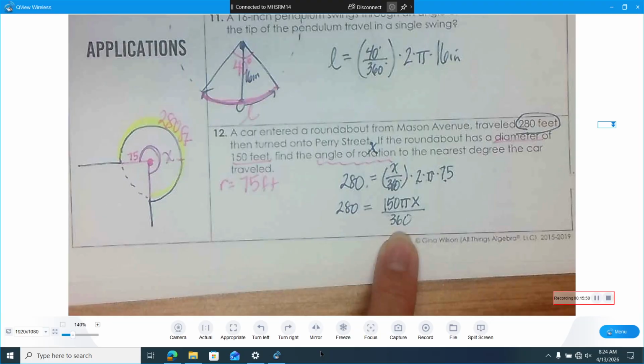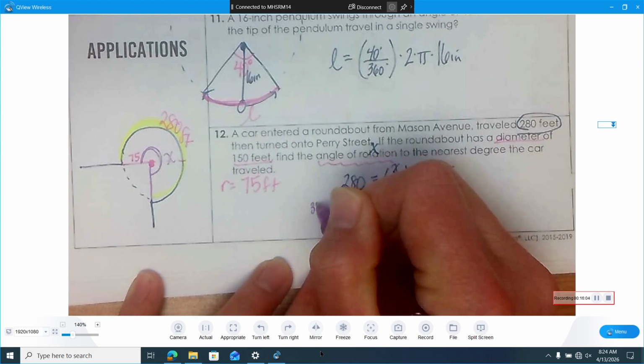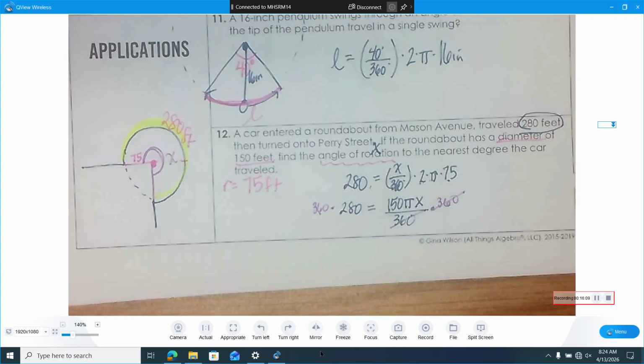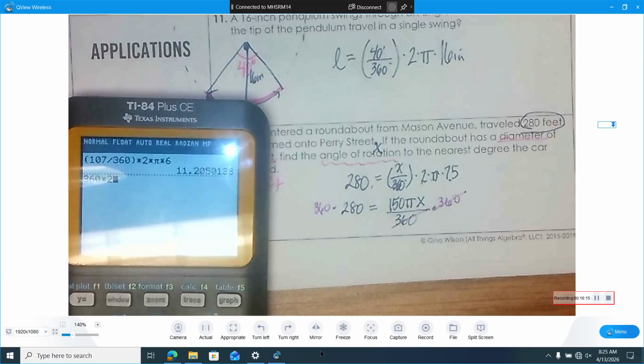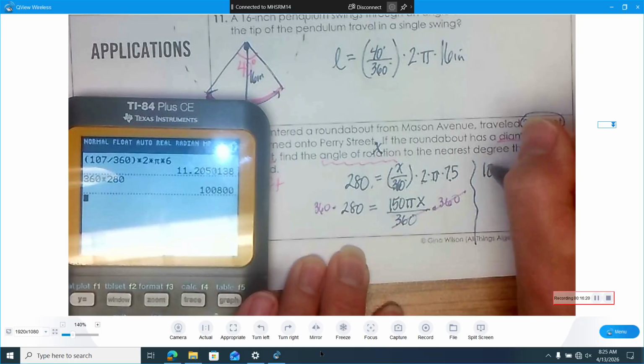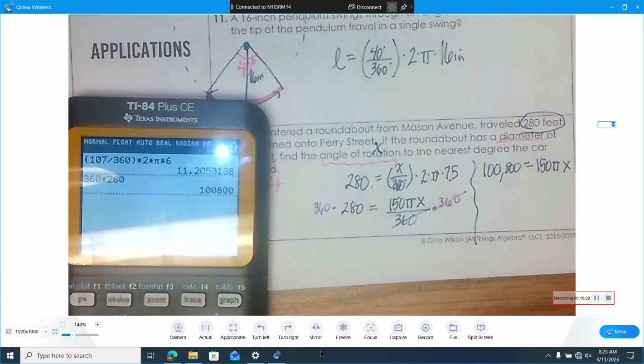Right now it's being divided by 360. What can I do with that 360? You divide it on both sides. Divide it. It's already divided. On both sides. Multiply. Yeah, I'm going to multiply by 360 on both sides because that'll get rid of it. All right. So 360 times 280 feet, I'm going to write it over here, is 100,800 equals 150 pi times x. All right, how do we get the x by itself?